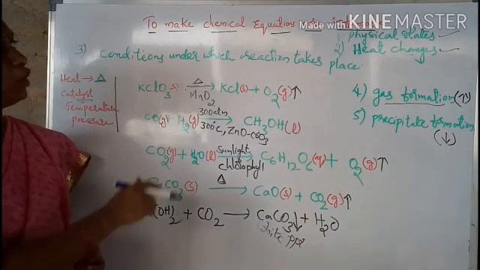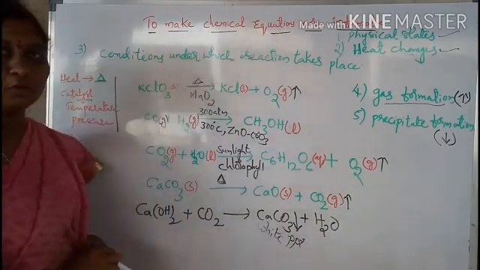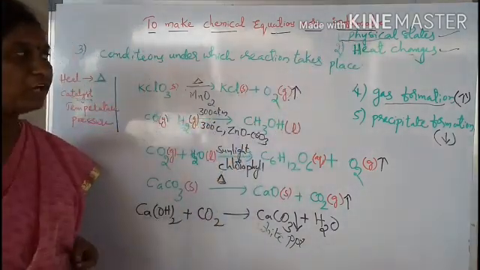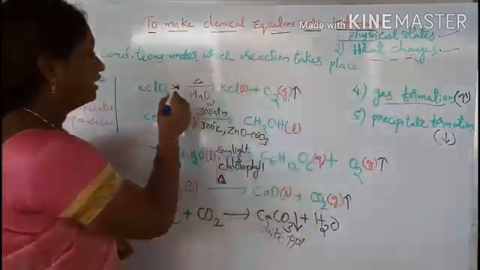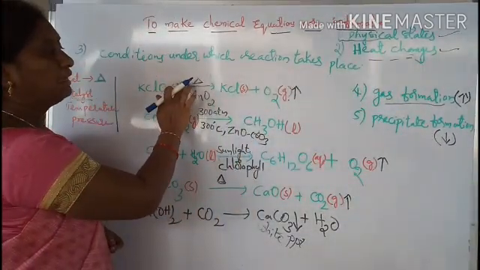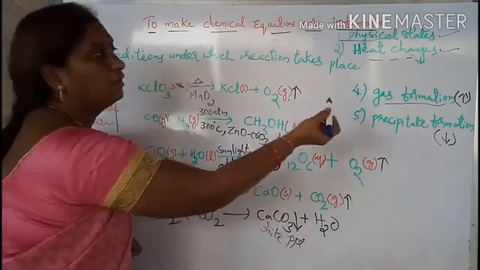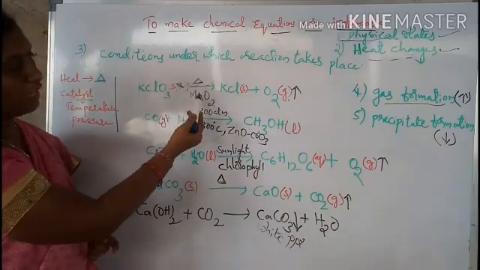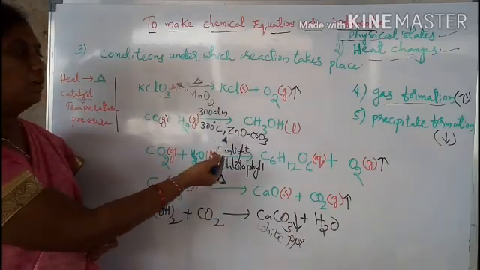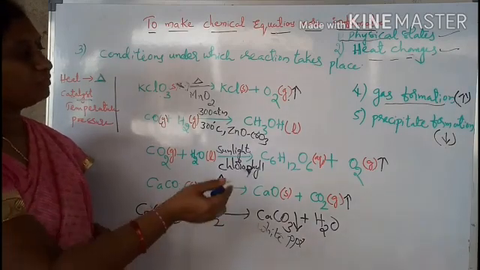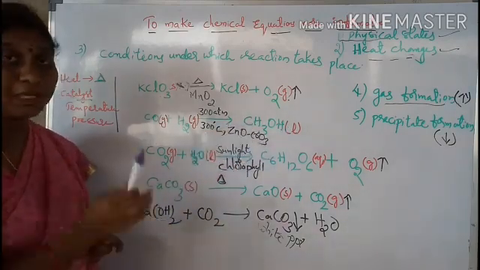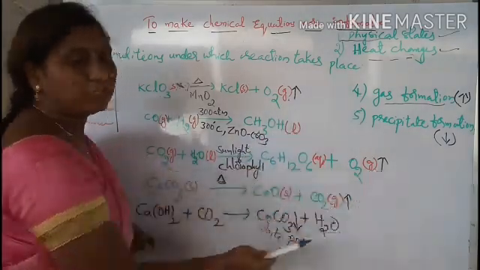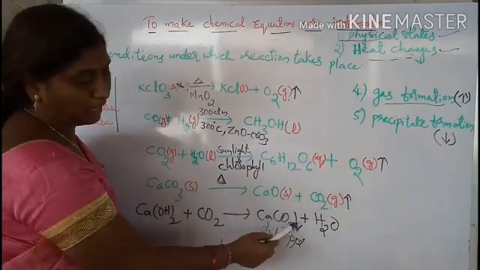Okay, so in order to make the chemical equation more informative, the first thing you have to indicate is the physical states like this, and the second one is you have to indicate the heat changes like plus Q or showing delta on the arrow mark. Okay, and the third one is you have to indicate the conditions under which a reaction takes place. So like this, catalyst, heat, sunlight conditions. Okay, temperature and pressure conditions also below or above the arrow. And the fourth one is the gas formation, you have to show by an upward arrow, and the fifth one is the precipitate formation, you have to show by a downward arrow.